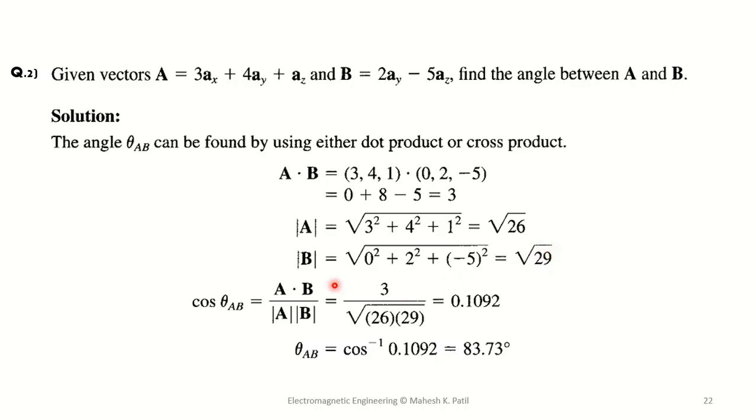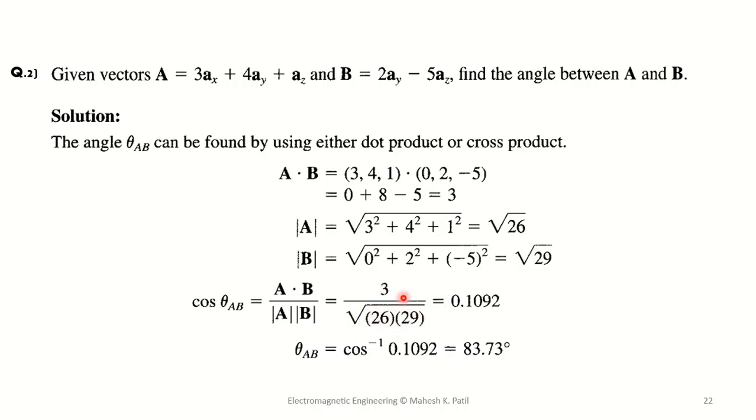And we know the dot product equation, that is A bar dot B bar is equal to mod of A into mod of B into cos of theta, where theta is the angle between these two vectors. So from that equation we can write cos theta as A bar dot B bar divided by magnitude of A into magnitude of B. So by putting the values, A bar dot B is 3 divided by square root of 26 into 29.